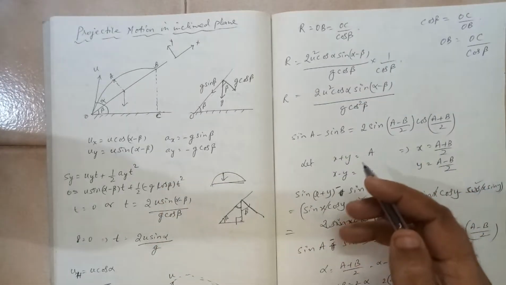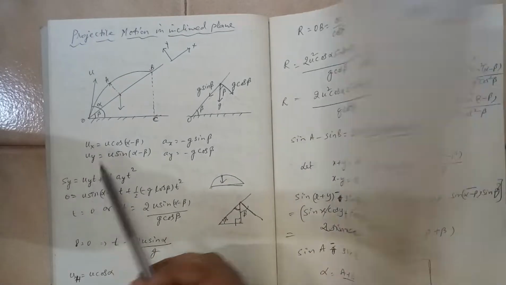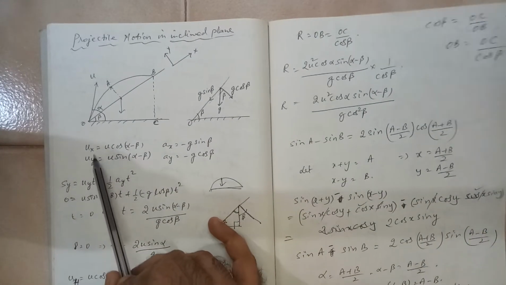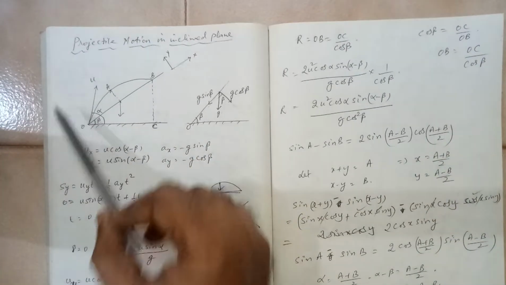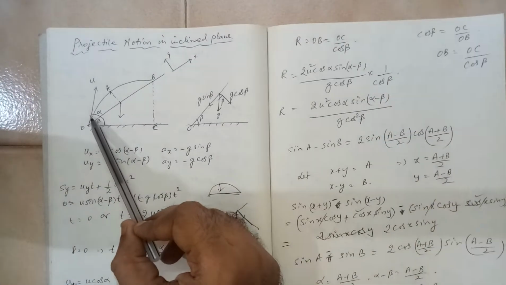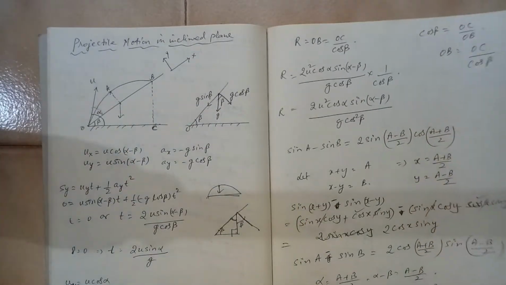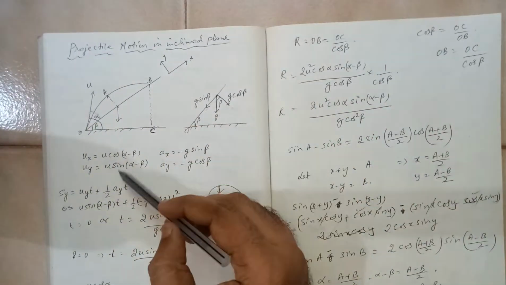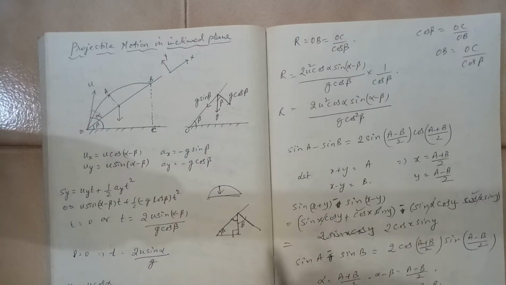So in the first method we will see that, if you want to find the components of u, ux will be in this direction, uy will be in this direction. So this total angle is alpha, this small angle is beta. So this angle will be alpha minus beta. So this will be u cos(alpha minus beta), and u sin(alpha minus beta) will be the y direction component.